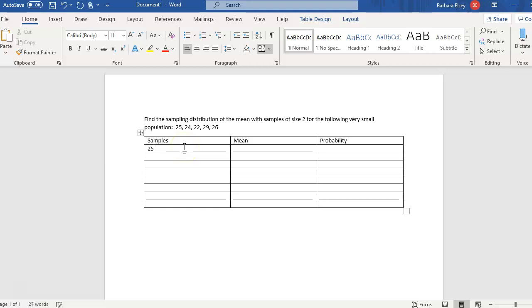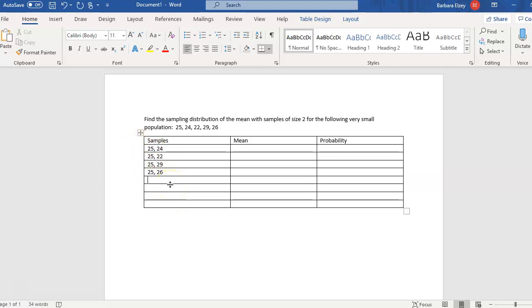Let's notice, if we do this in a systematic manner, a sample of size 2, I could have the 25 together with the 24. That's a sample of size 2. I could have the 25 together with the 22. I could have the 25 together with the 29. I could have the 25 together with the 26. Now that's everything that has the 25 in it.